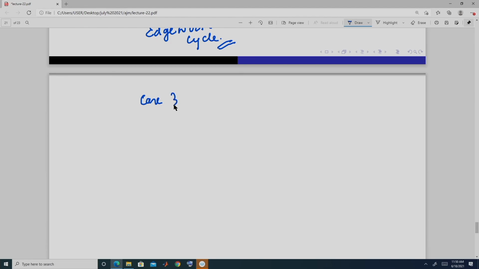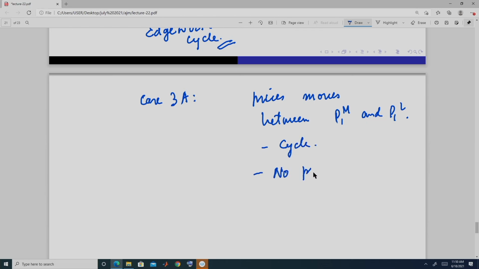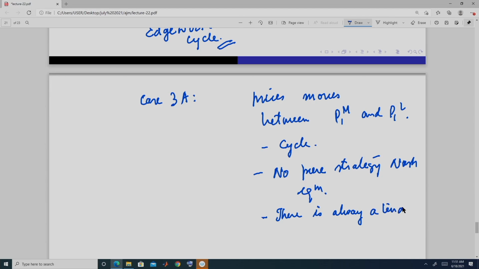So, in case 3a, what do we get? We get that the price moves between P1M and P1L, and there is a cycle. So, no pure strategy Nash equilibrium, because there is always a tendency among the firms to deviate.